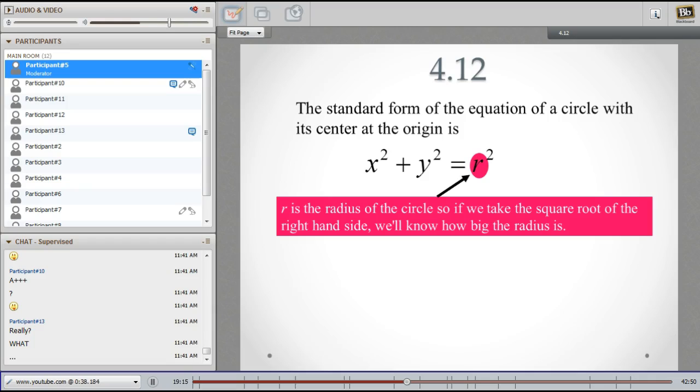All right, 4.12. Now this is more what that video was talking about. So we're getting into equations of a circle.